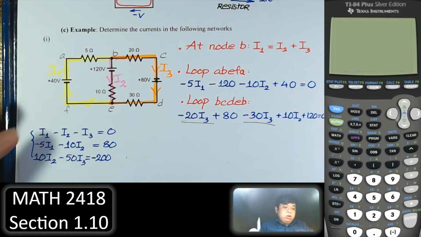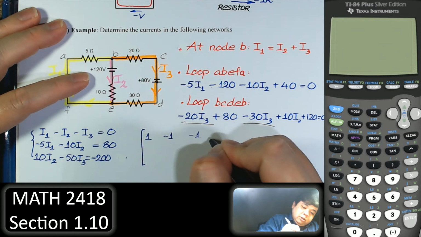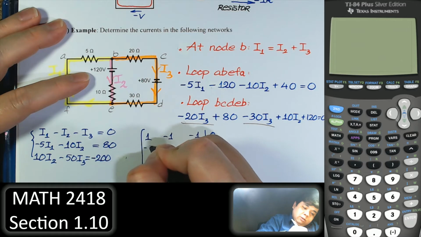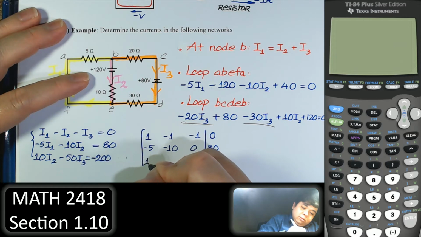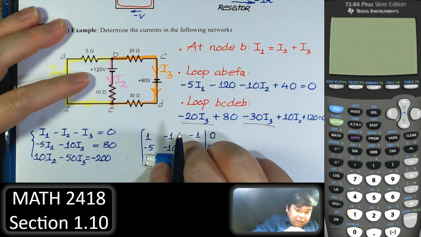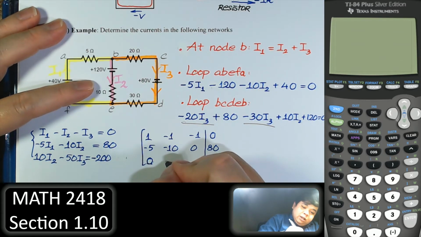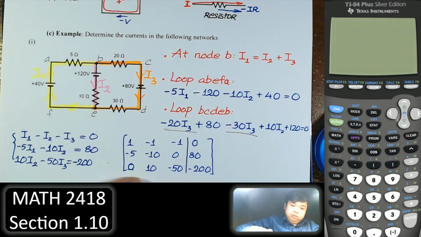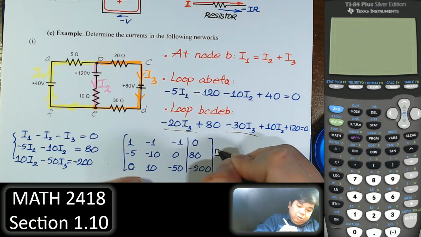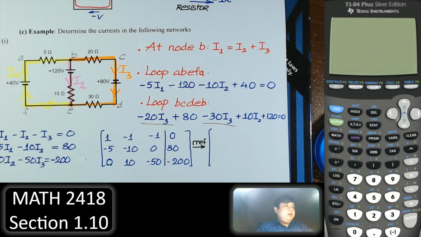Right, so I'm going to put this in the augmented matrix. Zero, 10, negative 50, and negative 200. Reduce to row echelon form.